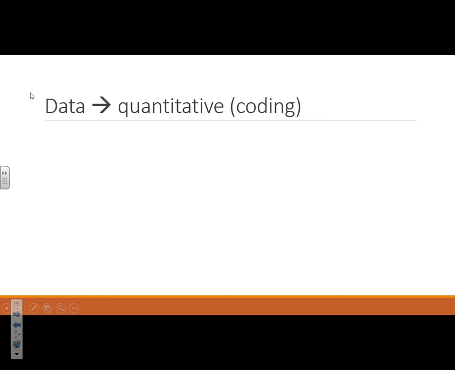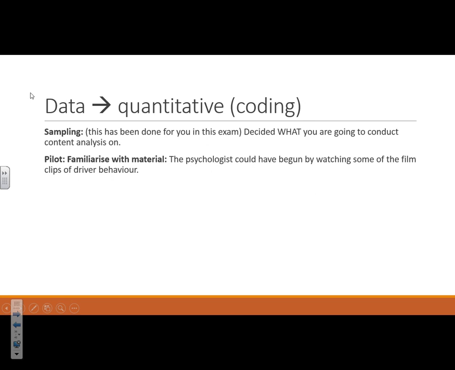So the step-by-step process, which could almost definitely be asked for content analysis, for quantitative coding. First of all, you would sample. In the slides that I've used, you were doing an exam question in class, and that had already been done for you, but the first thing you would decide is what you were going to conduct content analysis on. So this wouldn't be people, it would be interview transcripts, newspapers, TV shows, social media, whatever it might be. Then you watch or read that information and familiarise yourself with the material. So for example, in this case, a psychologist could have begun by watching clips of drivers' behaviour. So this was looking at how distracted drivers got.